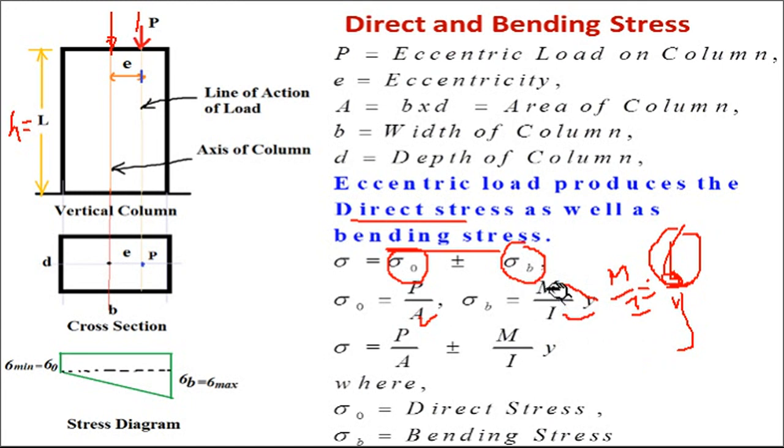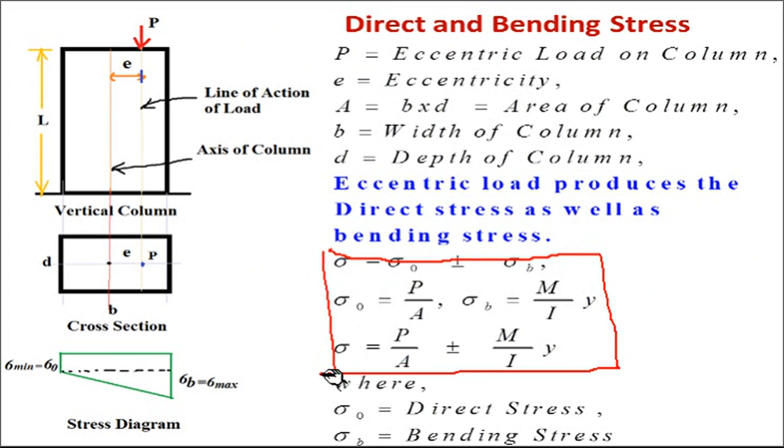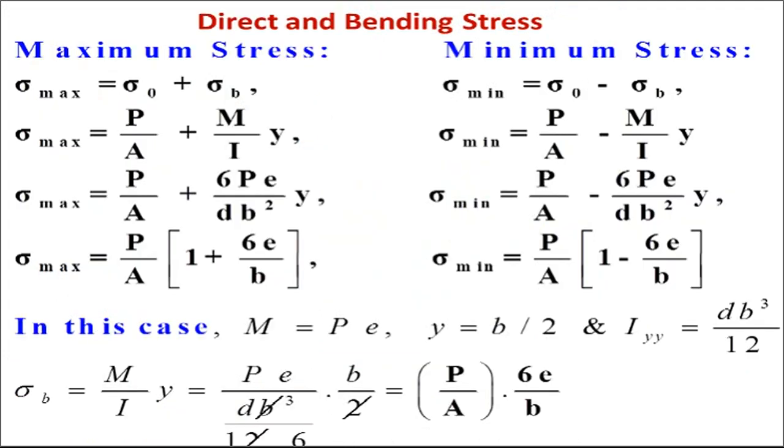The suffix B is for bending. So sigma 0 is equal to P by A and sigma B is equal to M upon I into Y. So this is the formula. To find sigma max and sigma minimum, you must write sigma max, sigma minimum equal to P by A plus or minus M upon I into Y, that is sigma 0 plus or minus sigma B. Throughout the chapter, you need this particular formula. Everybody should know how to find the direct and bending stresses in a problem. So sigma equals sigma 0 plus or minus sigma B.